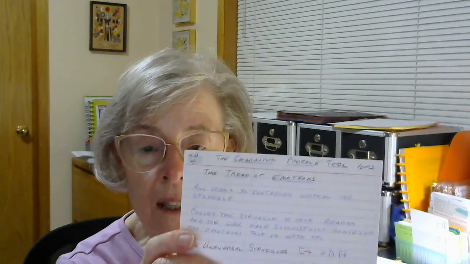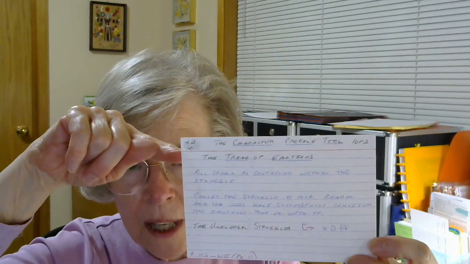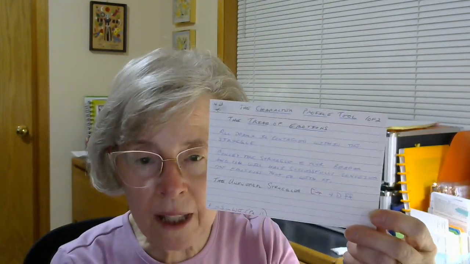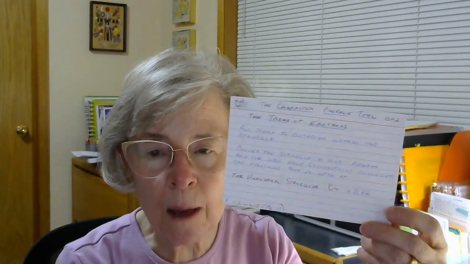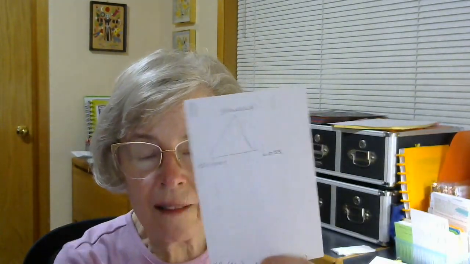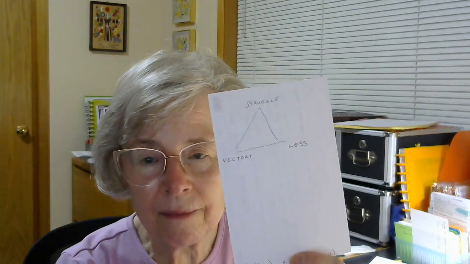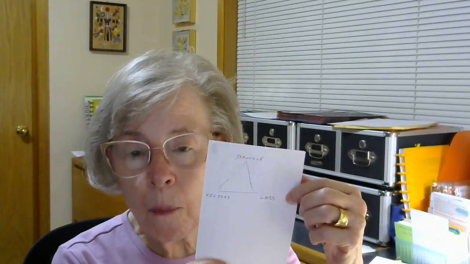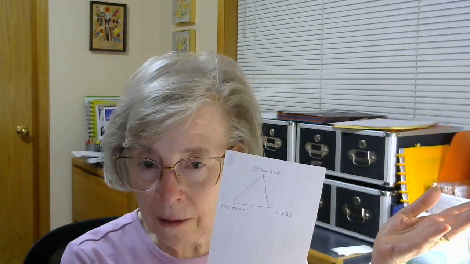Okay, two more things to point out here. This first thing up here, you see the star? That star on a card always and only means there's something written on the back side. In this case, I drew the triad.